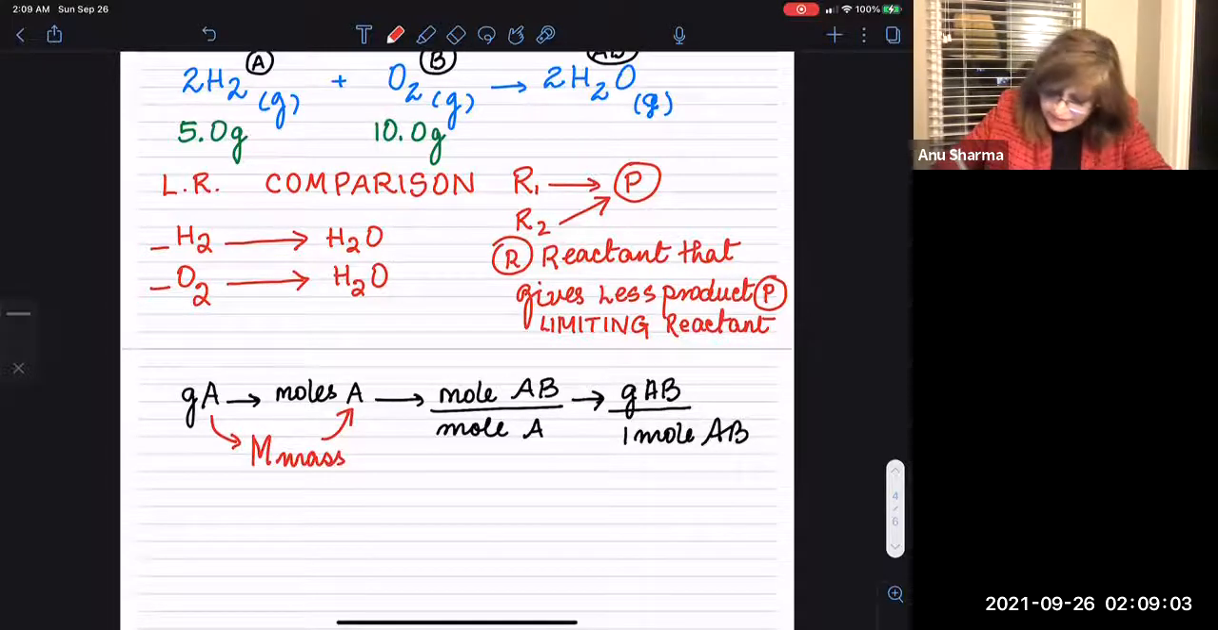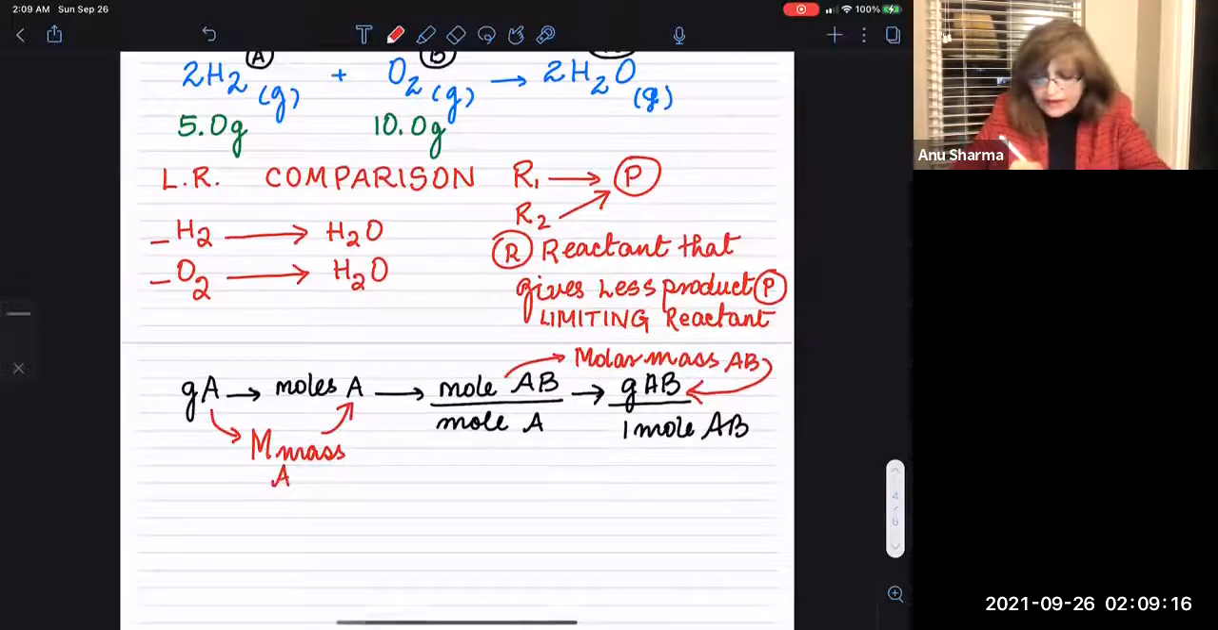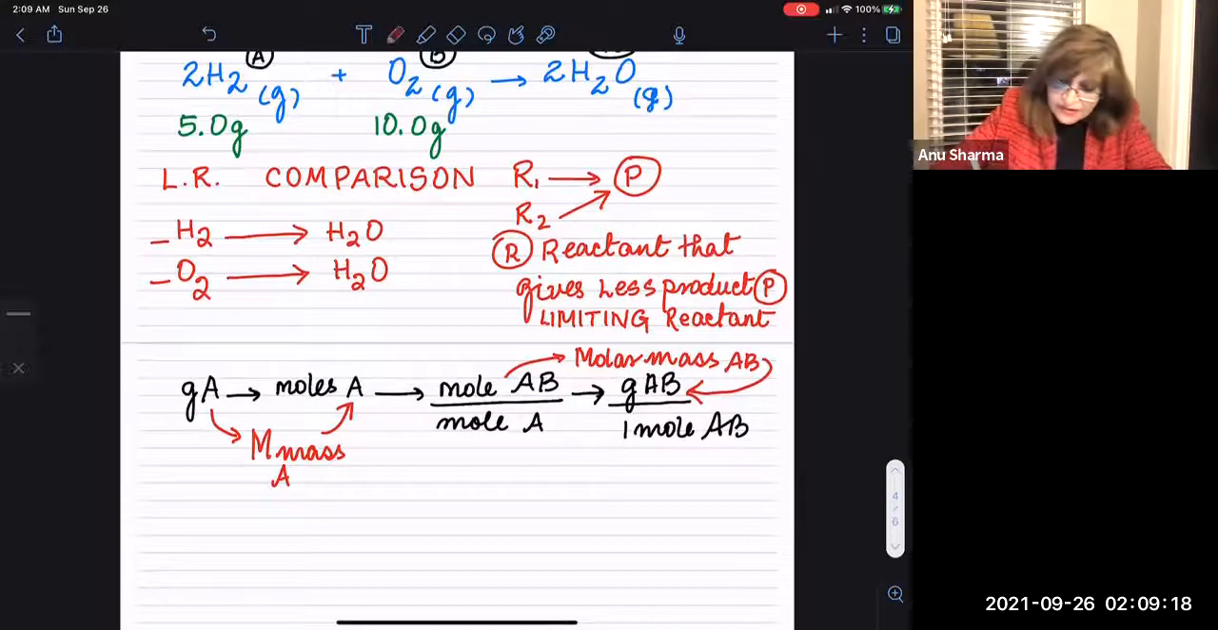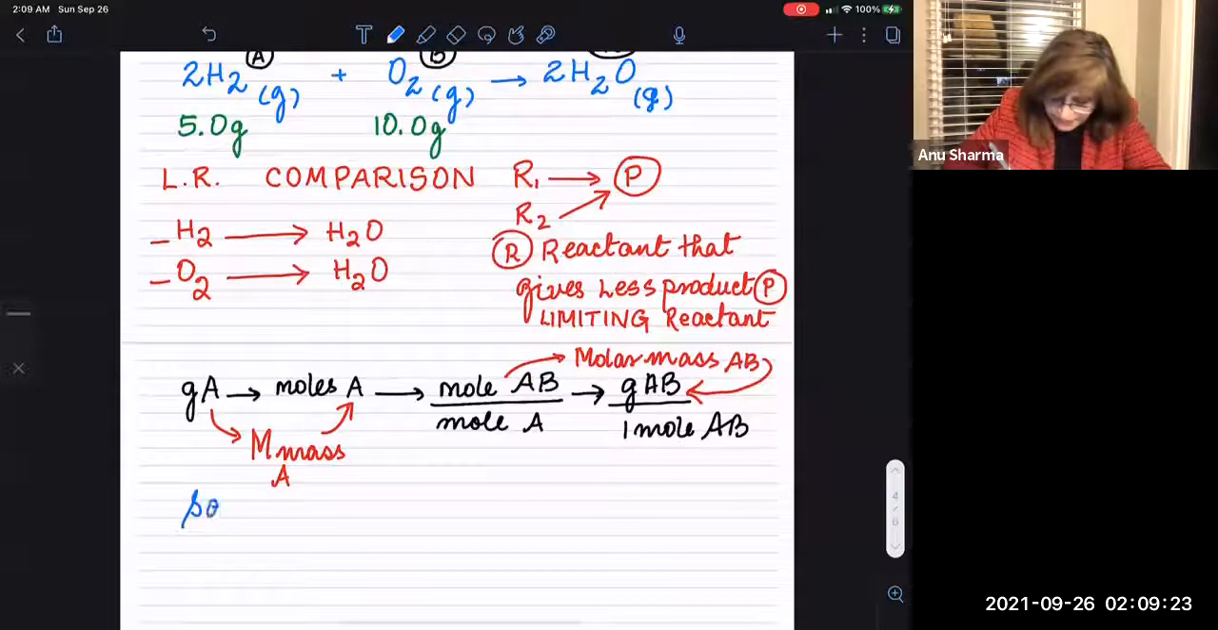Okay, and here you are going to use the molar mass. This is the molar mass of AB that gives you the grams of AB, and this is the molar mass of A. And the same thing you're going to do with B also. The same step, repeated for B.